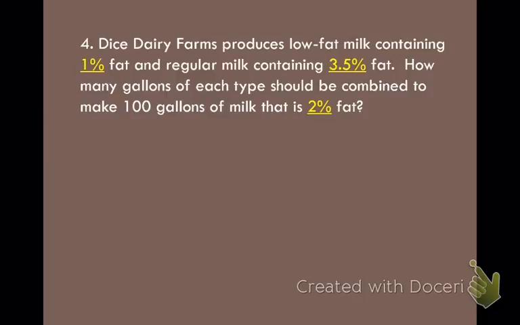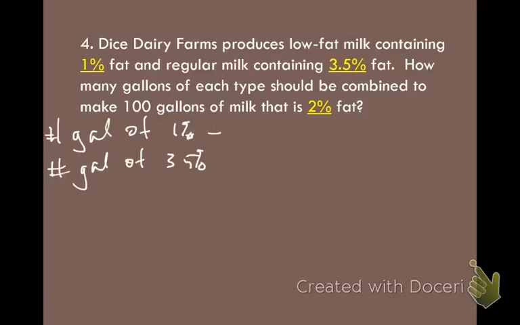So Dice Dairy Farms produces low-fat milk containing 1% fat and regular milk containing 3.5% fat. How many gallons of each type should be combined to make 100 gallons of milk that is 2% fat? Okay? So what do we need? We need to know the number of gallons of 1% milk and the number of gallons of 3.5% milk to mix.